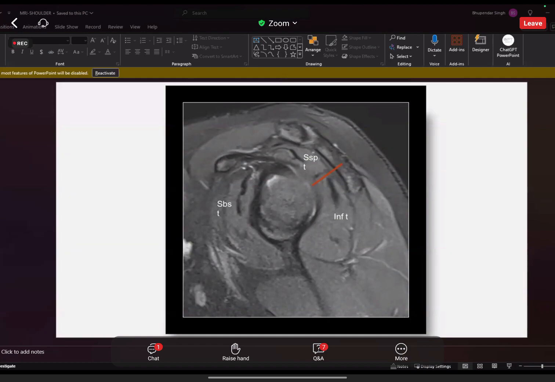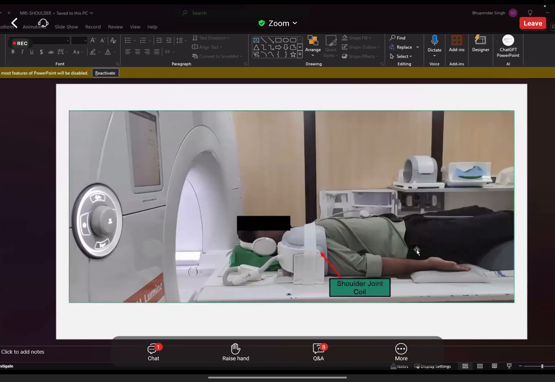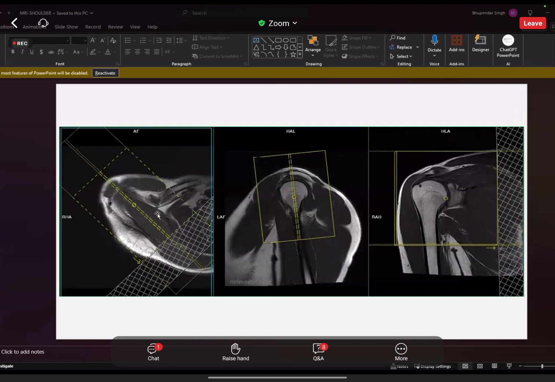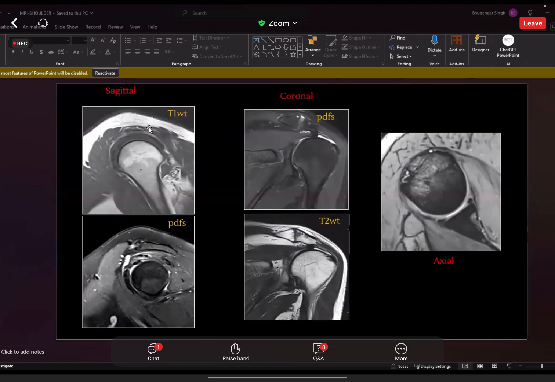Please show the shoulder positioning and imaging protocol once again. Shoulder positioning should be like this: external rotation, adduction. At first they acquire axial images, and on the basis of axial, they acquire coronal and sagittal images. At our institute, we do 5 sequences: T1 sagittal, PDFS sagittal, coronal PDFS, coronal T2 or non-FS PD, and axial GRE.